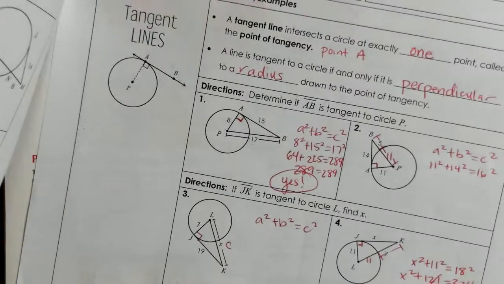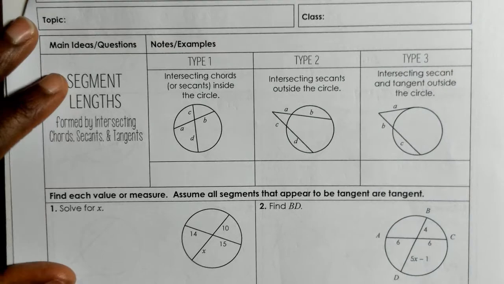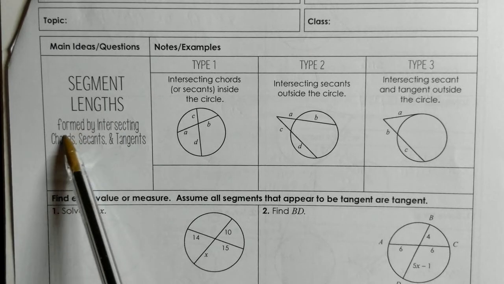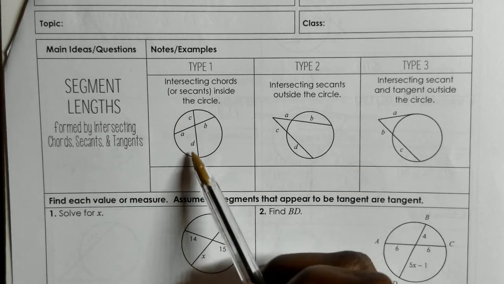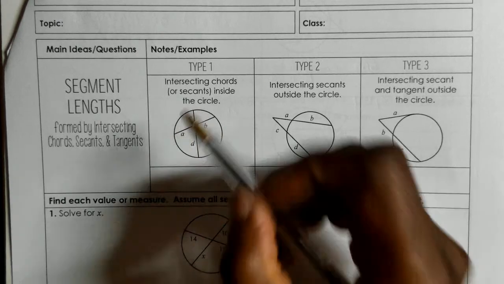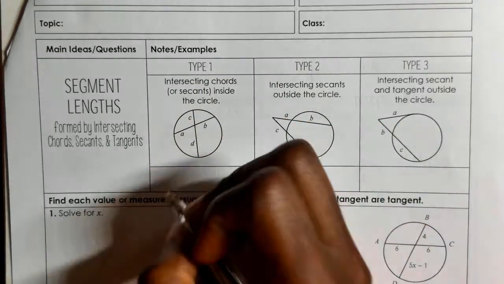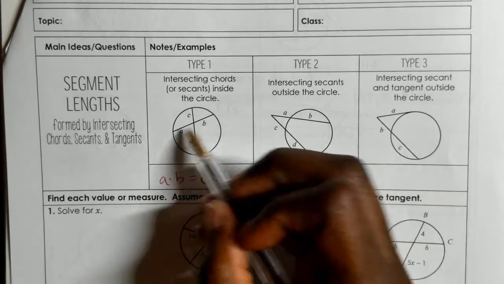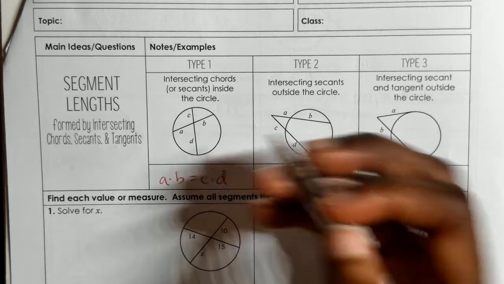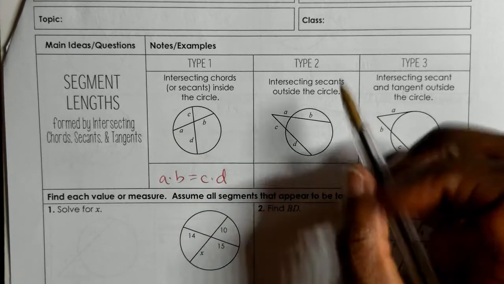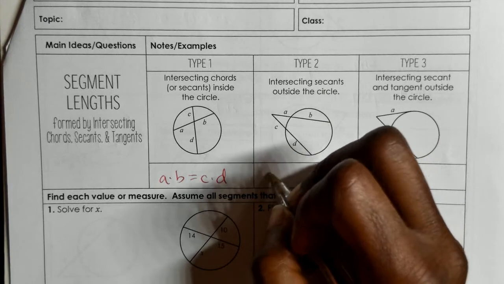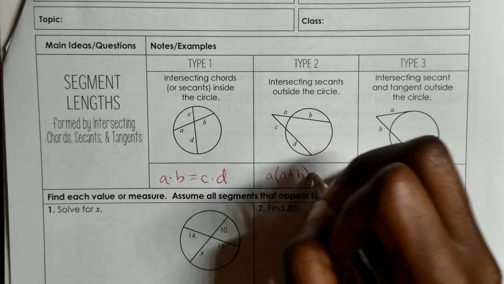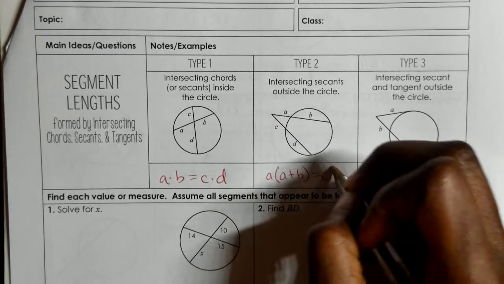Okay, and then the last of this paper has segment length formulas. If you have two segments that intersect, two chords, or they could be secants, they could continue past the circle, if they intersect, then A times B equals C times D. Whatever these two numbers are, they multiply to equal the product of these two. That's type 1. If they intersect outside the circle, then it's the outside piece times the whole length, which is A plus B, equals the other outside piece times the whole length, C plus D.